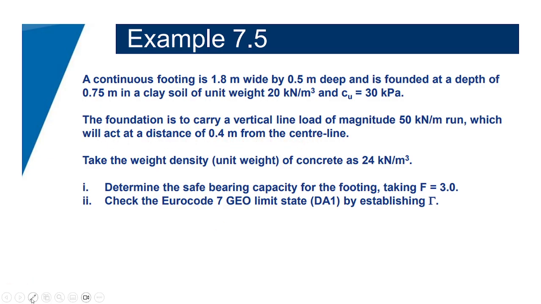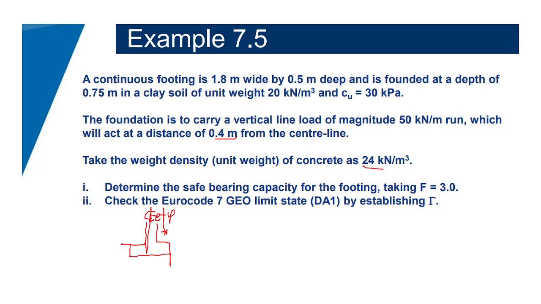That means you have an eccentricity of your design action. For example, if this is your footing, here's the center line, your load is here, and this is your eccentricity. In this case, you have a value of 0.4 meter. Now we take the weight density of the concrete as 24 kilonewton per cubic meter.